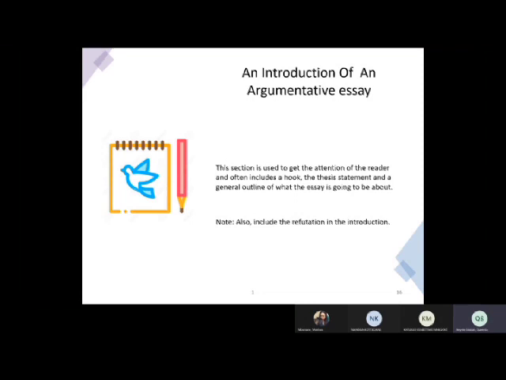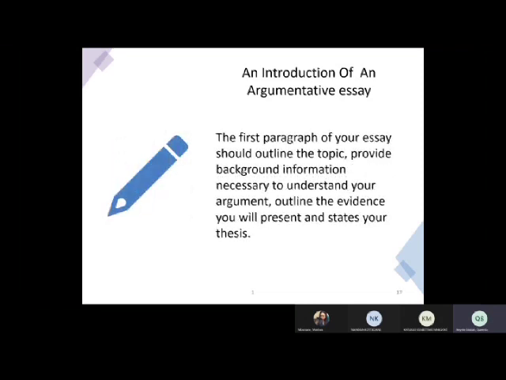This section of the argumentative essay, just like a normal essay, will include what we call a hook and the thesis statement and the general outline of the essay. So you see that in terms of structure, it's not really different from your basic essay in the sense that it still has an introductory sentence. It will still have the thesis statement. It will still have an outline of what needs to be discussed in the essay. However, there is a difference with the argumentative essay, which is the refutation, which I'll mention as we go.